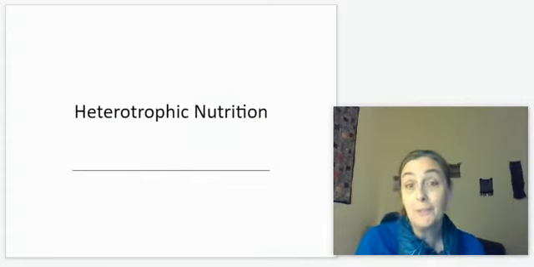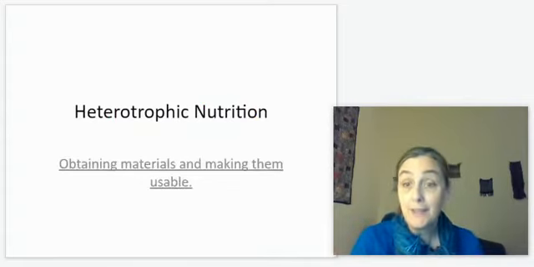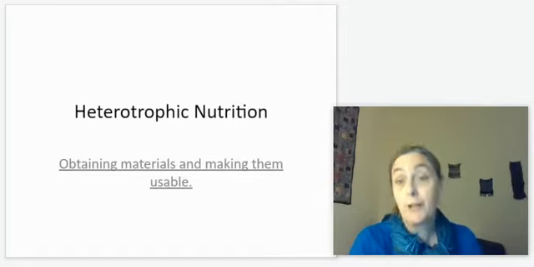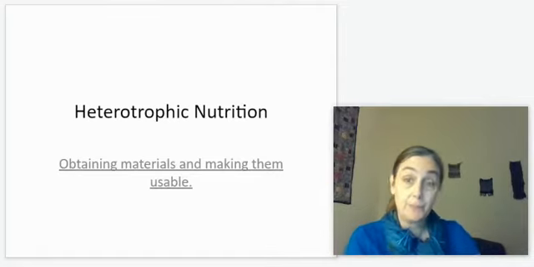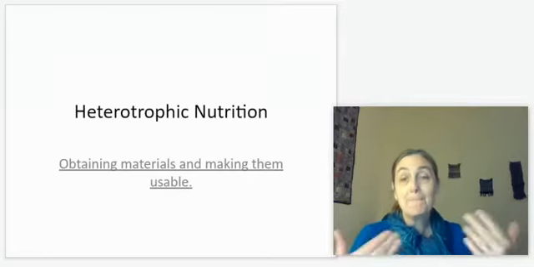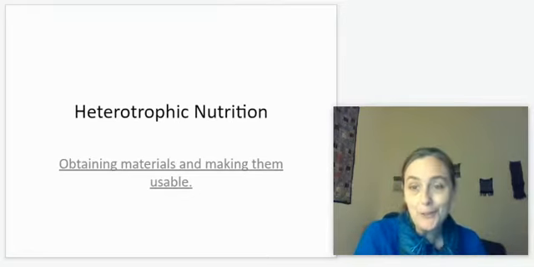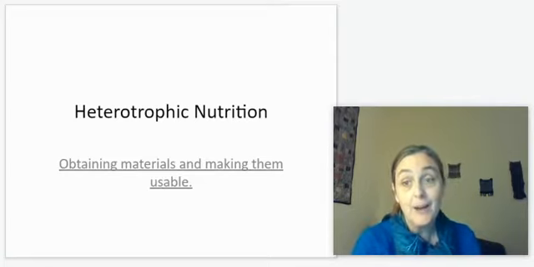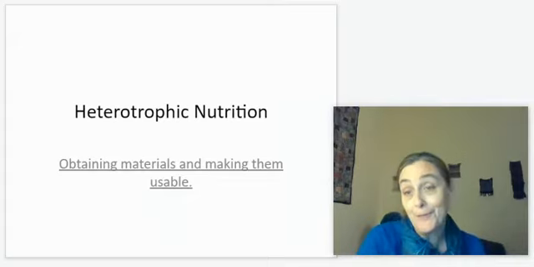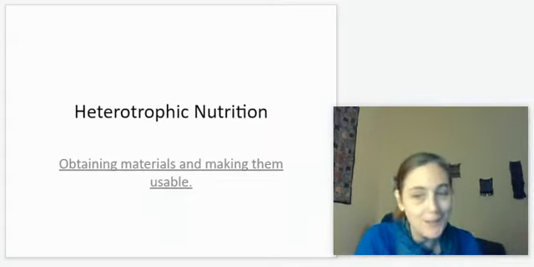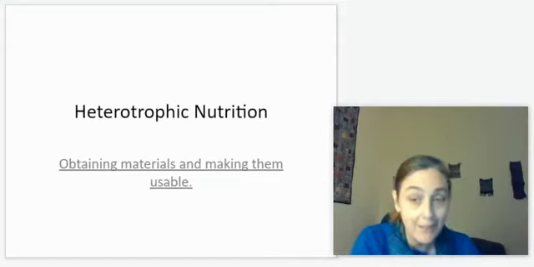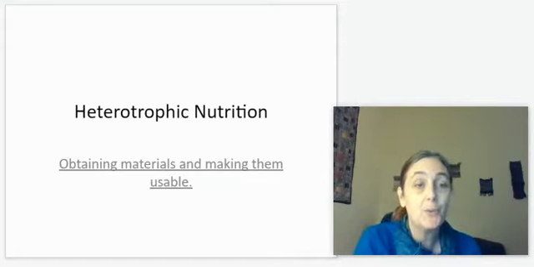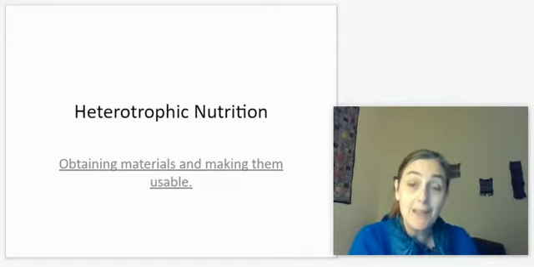Now, nutrition is obtaining materials and making them usable for building blocks and for energy. And remember that plants are autotrophic and perform autotrophic nutrition, but animals, including humans, who we're going to talk about now, are heterotrophs. That is, we cannot make organic materials on our own for food, and we have to steal them from other individuals, ripping plants out of the ground, killing them, and stealing their food.